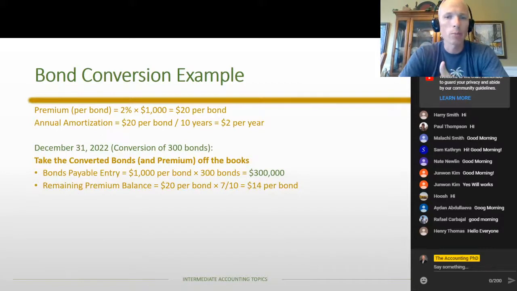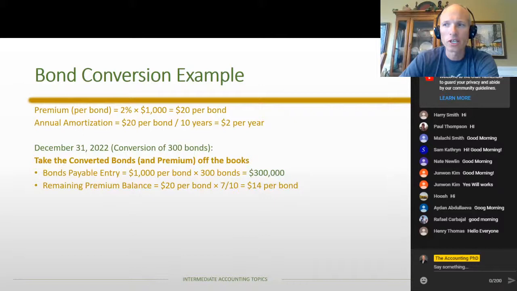The other way to think about it is that we amortized $2 over each year for 3 years, which means there would have been a total of $6 of amortization. Given an original balance of $20 per bond, the remaining balance would be $14 per bond. So at the time of the conversion, each bond has a $14 balance in its premium on bonds payable account.